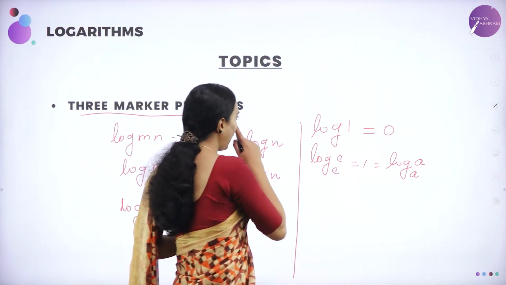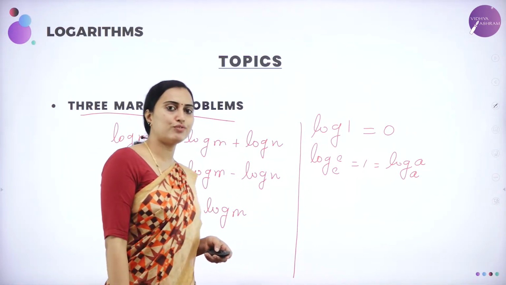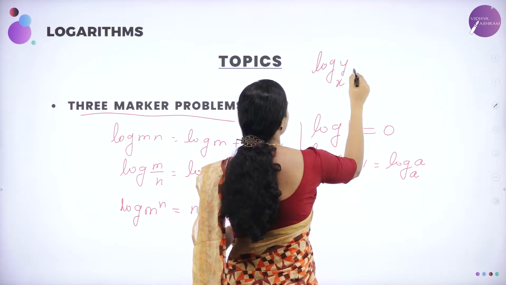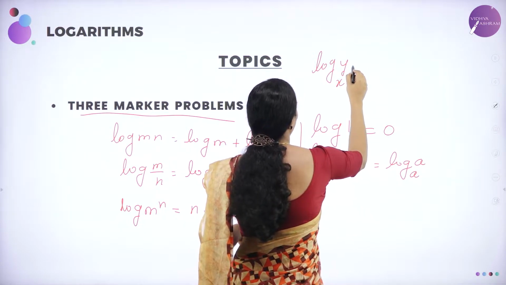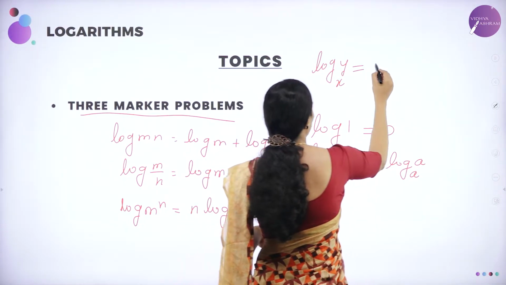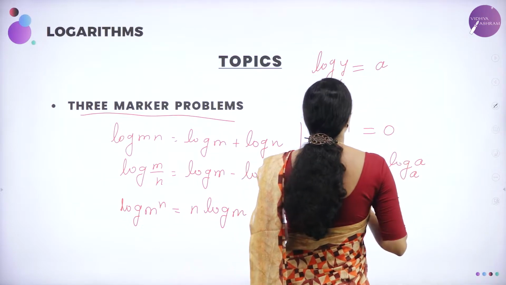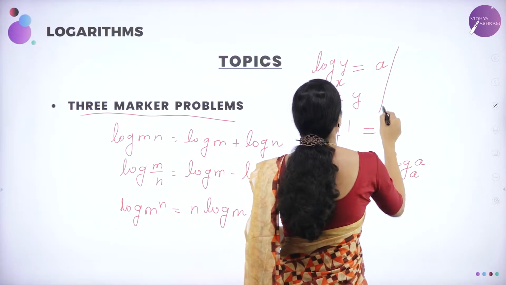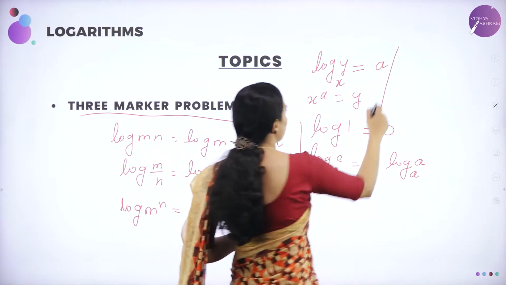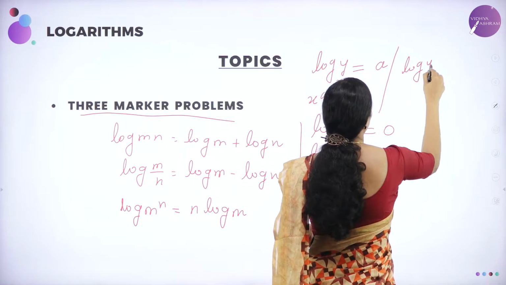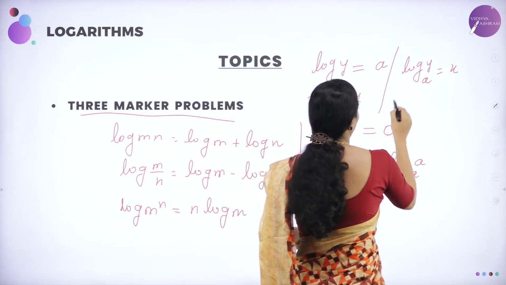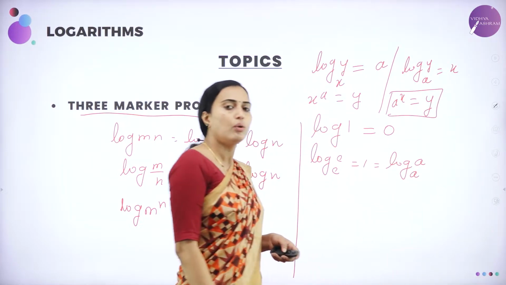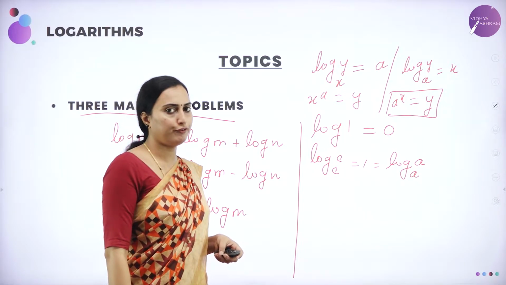Next, according to the definition of the logarithm, you can write log y to base x is equal to a, or x power a is equal to y. Otherwise, according to the definition, log y to base a is nothing but x, or a power x is equal to y. Correct? This is the logarithmic definition.